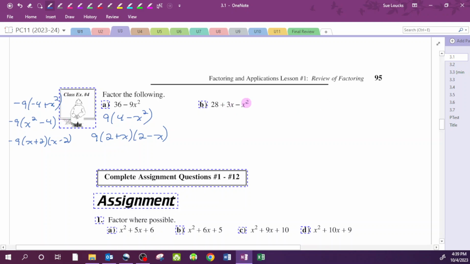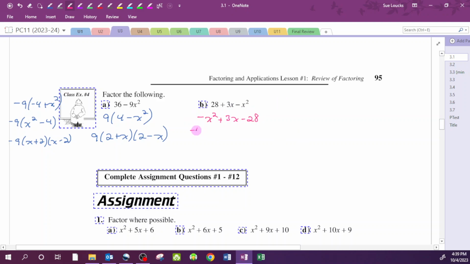Okay, so looking at this one, it's kind of icky. It doesn't look familiar. They're in the wrong order. So the first thing I'm going to do is reorder them. So I'm going to make this -x squared plus 3x minus 28. And I don't actually know how to do this with a negative x squared because the coefficient is not 1. So let's factor out the -1.